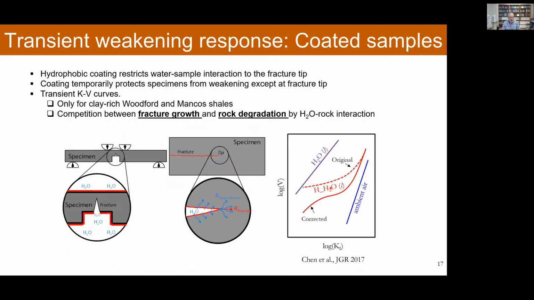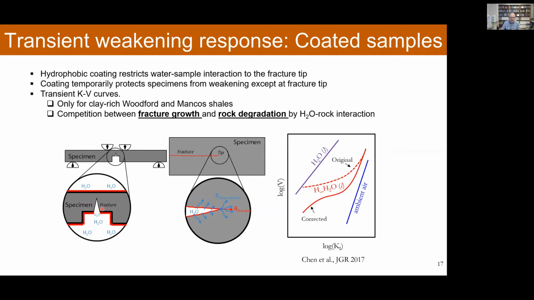Now I mentioned that we coat. If we just submerge the sample in the water, then the entire sample gets weakened by the water. But to replicate the conditions of a growing fracture in the subsurface, the chemical reaction may be limited to the fracture tip or the fracture inside. So we coat the entire sample with a hydrophobic material, but just leave the fracture uncoated. So then the reaction is limited to the vicinity of the fracture.